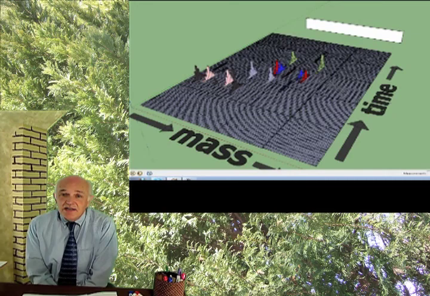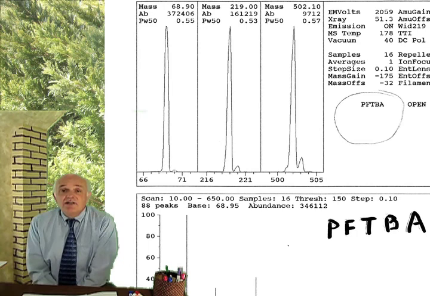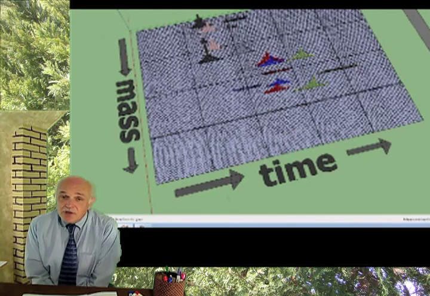We give the mass spec PFTBA, and then we say, match the boxes that we have with this known, and all the boxes line up. I've been operating a mass spec for many years, and the calibration of the masses is not much of a problem. I'm not going to say I've never seen a problem with it, but it's not much of a problem.